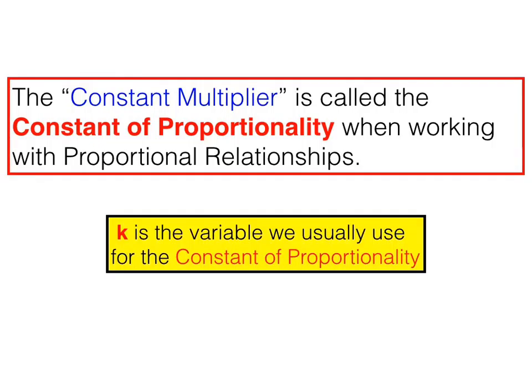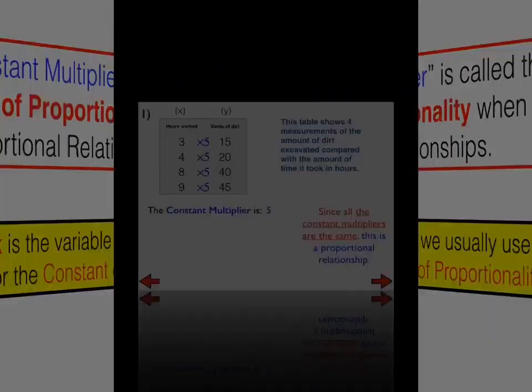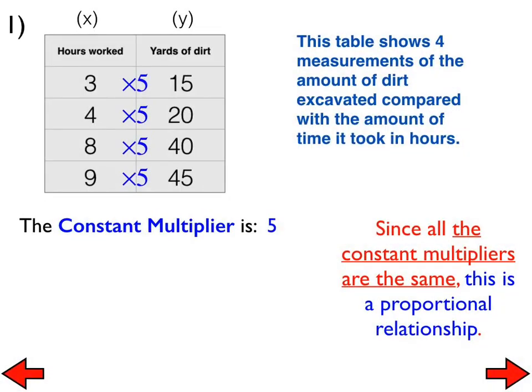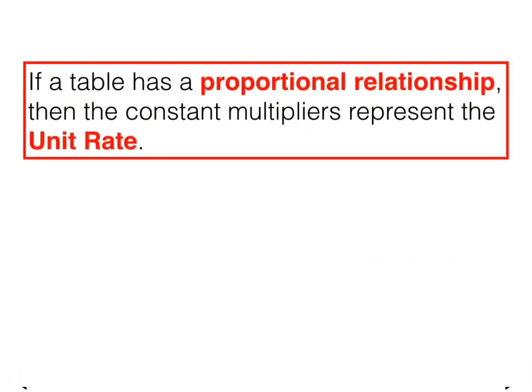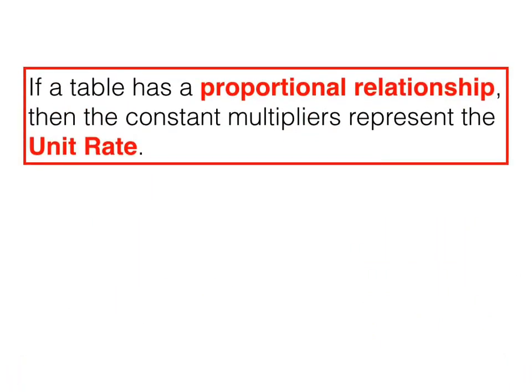So back to number 1. Oh, and K is the variable we use when we talk about constant. Instead of writing out those 3 really long words, we just say K. I know it doesn't start with K, but that's just what we use. Okay, so back to number 1. If the constant multiplier is 5, what's the constant of proportionality? It'll be K equals 5. That's what you're going to write. K equals 5.